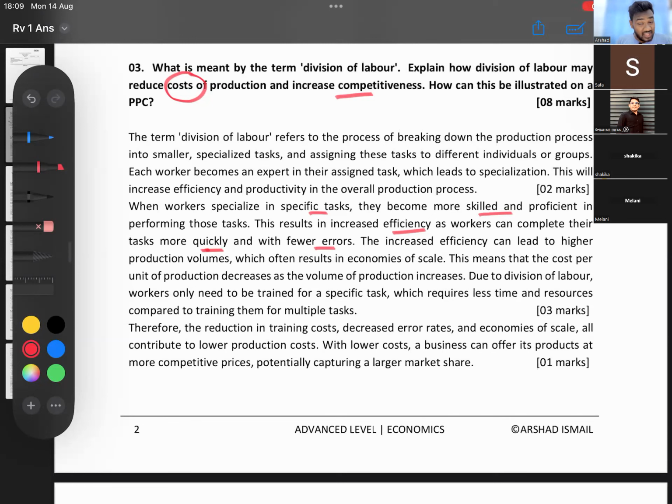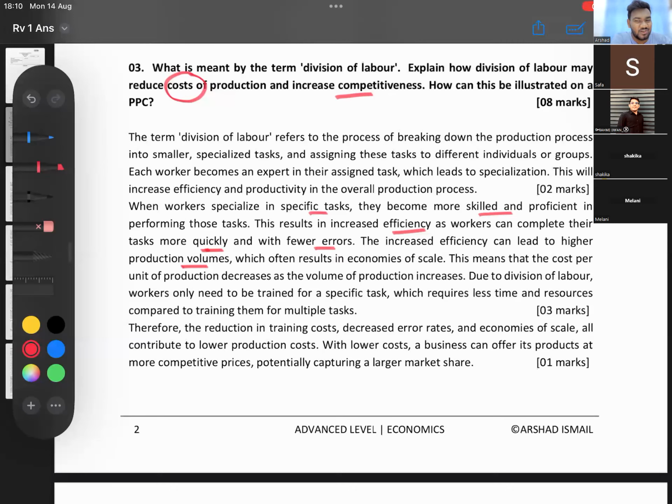Now people are specialized, they can do things faster with fewer errors also. This increased efficiency can lead to higher production volumes. Now people are very efficient, they are very fast, no mistakes, so higher production volumes. So remember, guys, we learned in unit number 4, what happens when a firm produces more and more? What happens to their average cost? We learned this in the long run.